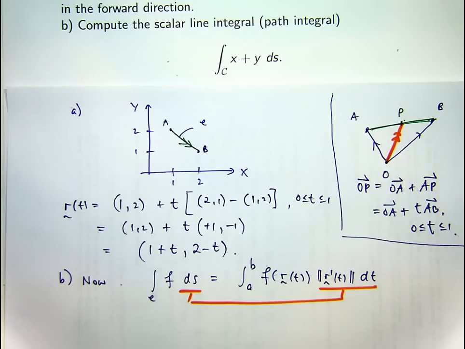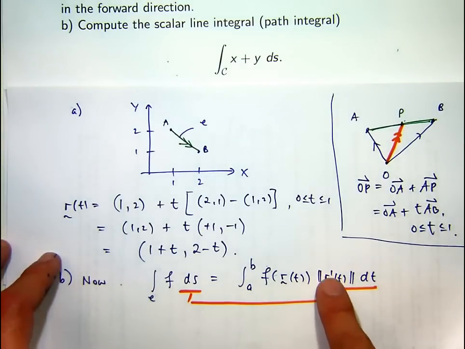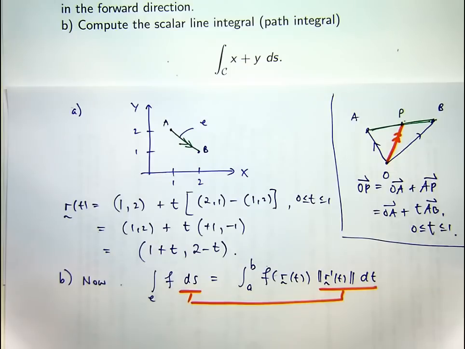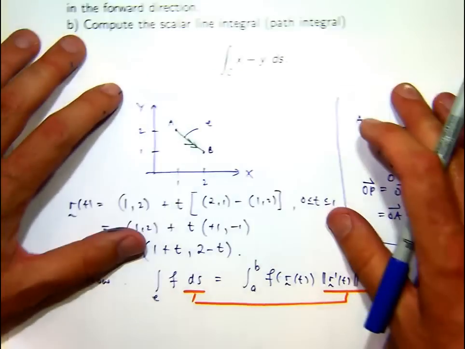All right, so what do we have to do to actually knock this over? We have to calculate the derivative and its length from this. We have to evaluate f along the parameterization, and then we have to do an integration. Okay, these kinds of problems are generally very much the same in their solution method.